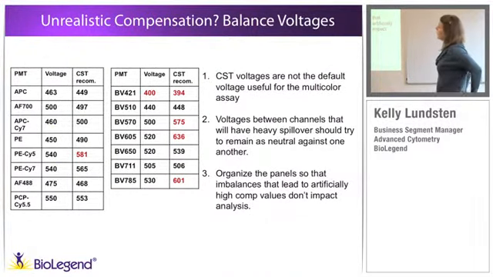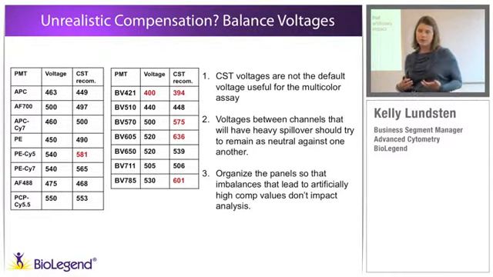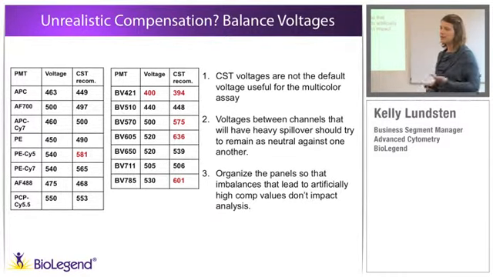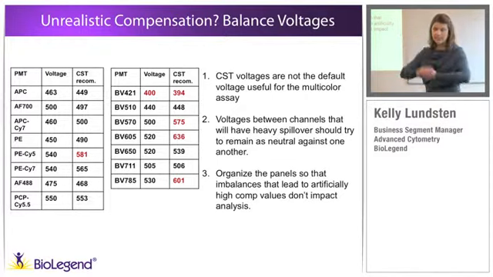So one of the biggest issues that a lot of people complain about with multicolor flow or anything above 10 colors is compensation. So what I wanted to show you was what my comp matrix looked like for this assay. My strategy is to sit down at the cytometer, neutralize all my voltages to about 500, and start working on optimizing the range of expression of that antigen from a neutral point voltage-wise.